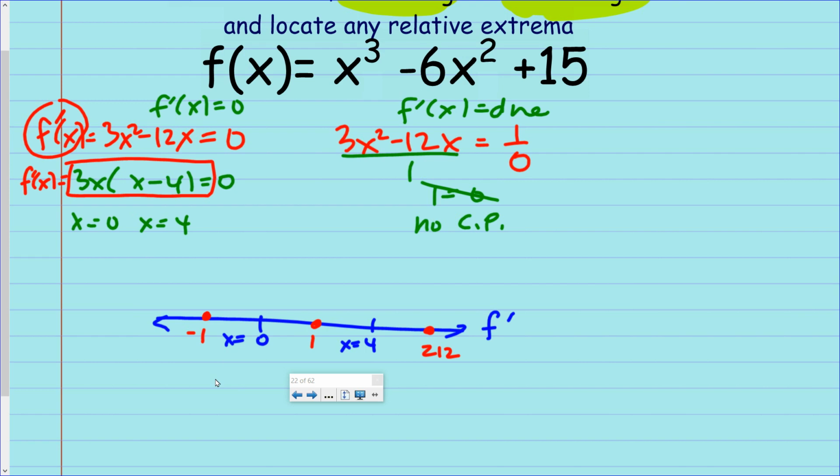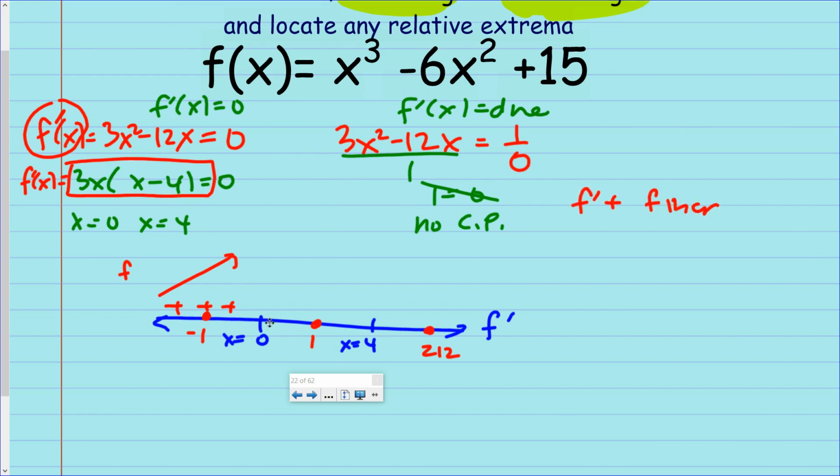Okay, so plug in negative 1. Do you see that would be negative 3 times negative 5? Positive or negative? That's all I need to know. Negative times a negative is positive. Okay? That would be f is increasing, right? How do I know that? Because when f prime is positive, f is increasing.